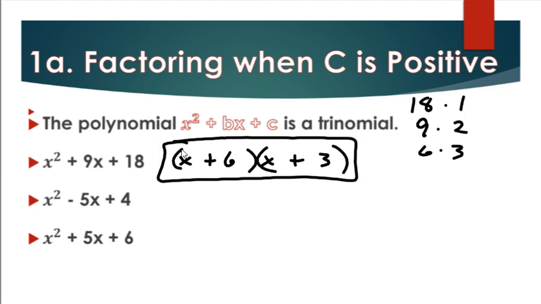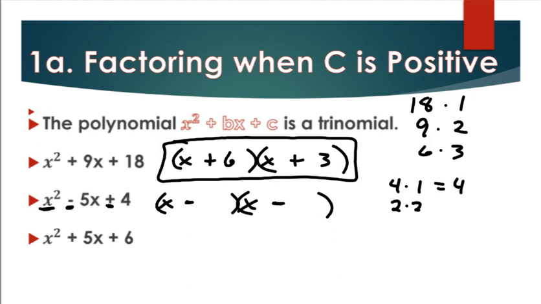The next one, I need two binomials. First one, since I have an x squared, I know it has to begin with an x in both binomials. In this back one, since the c is positive and the middle term is negative, that means I need two negatives in my binomials, because a negative times a negative is a positive, and a negative plus a negative gives me a negative here. So I need to find two numbers that when I multiply them together give me 4. So let's do that. 4 times 1 gives us 4. 2 times 2 gives me 4.